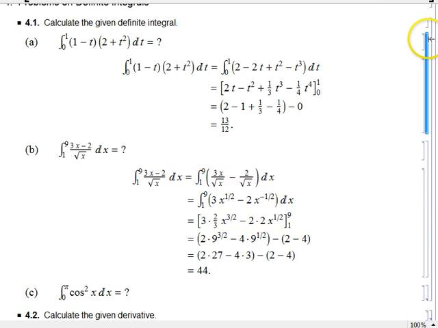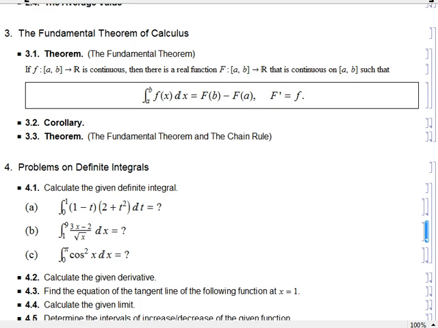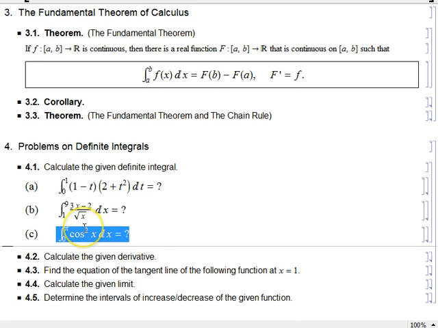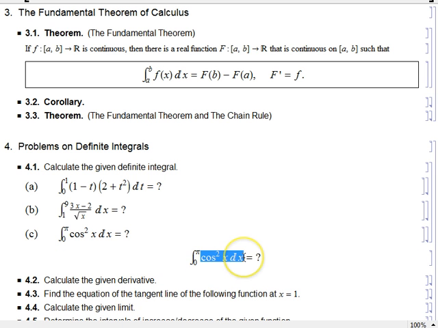Well, looks like we have sufficient time to do one more problem, so let's go ahead and do that. Okay, that's the fundamental theorem, and let's do this one. We have sufficient time, so let's do it a little bit slowly. So how do we calculate this definite integral? The key is the antiderivative. So what is the antiderivative of cosine squared?